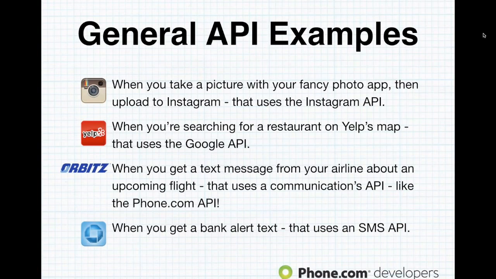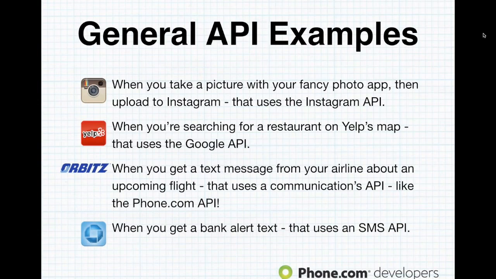Another example is if you ever have searched for a restaurant on Yelp through their web interface or mobile application, whenever you see a map, it's usually Google Maps, and that is utilizing the Google Maps API. Or, back to phone service, if you've ever gotten a text message from your airline or a booking agent about an upcoming flight, that text message is usually sent through some other third-party communication service's API.